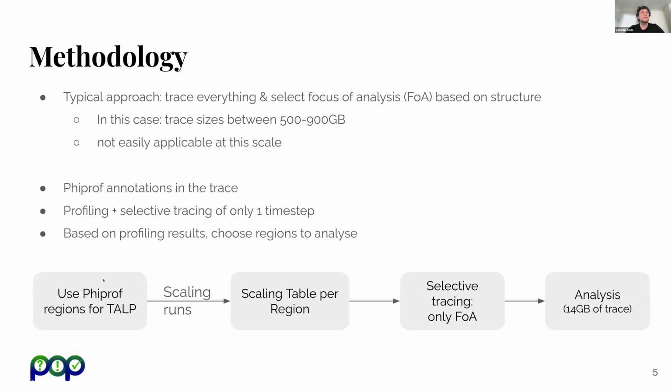Then based on this instrumented version of the code, we did scaling runs, and we ended up with an efficiency table per region, which you will see in a second. And then based on these initial efficiencies that we gathered with TALP, we do selective tracing of only the region we actually want to analyze in depth. This leads to a very analyzable number of gigabytes, which was 14 gigabytes for the biggest trace we've gotten.